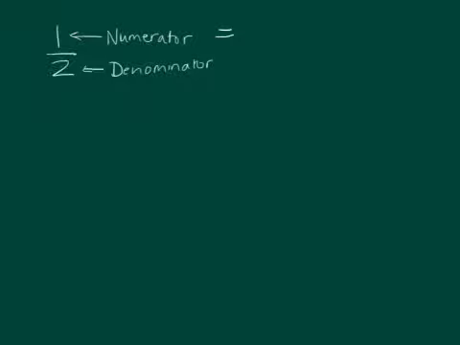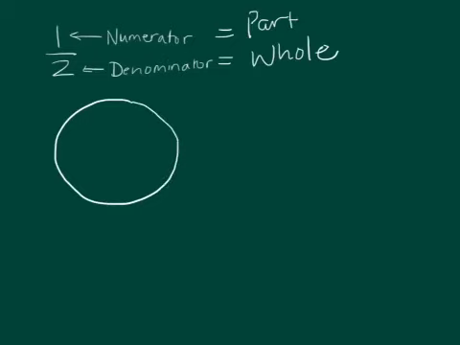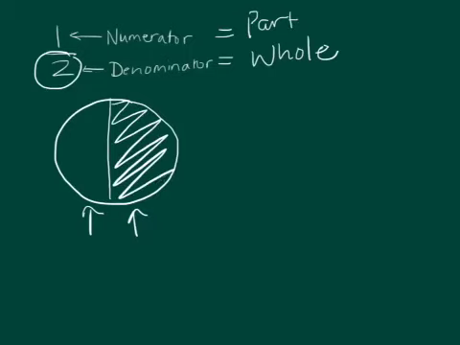Now the numerator actually tells us the part that we want. The denominator always tells us the whole. So for instance, if I were to draw a pie, how many pieces do I have? 2. That 2, piece 1 and piece 2 is here. And if I were to color in or eat this half of the pie, that would be this part. So I ate 1 out of the 2 pieces, or half of the pie.